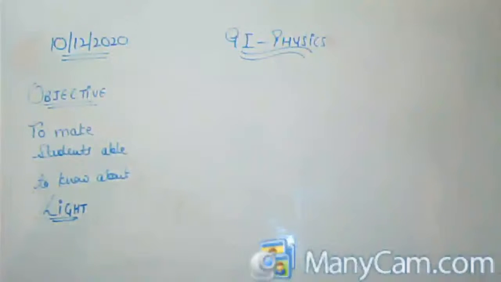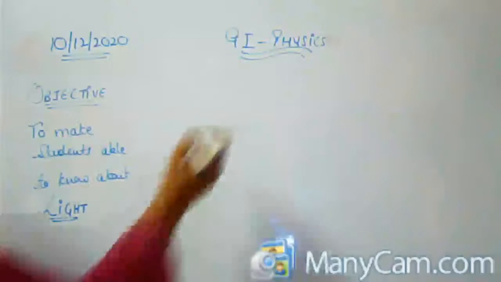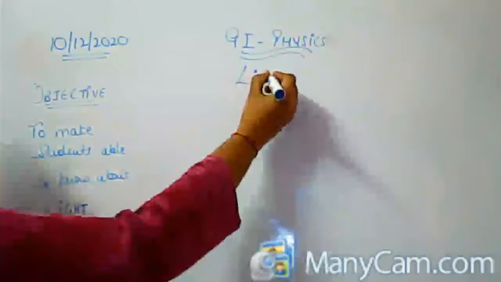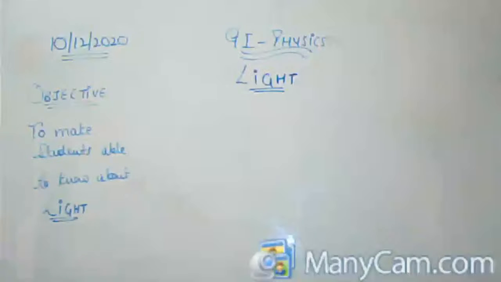So let's begin the class for today. Today we are going to proceed with the chapter which we have already started, that is light. Let's proceed with the light chapter. The diagrams, the rules and all the assumptions which you have to take, the rules for drawing the ray diagrams we have done, and then we have covered the different ray diagrams. Now we are going to carry forward the same.